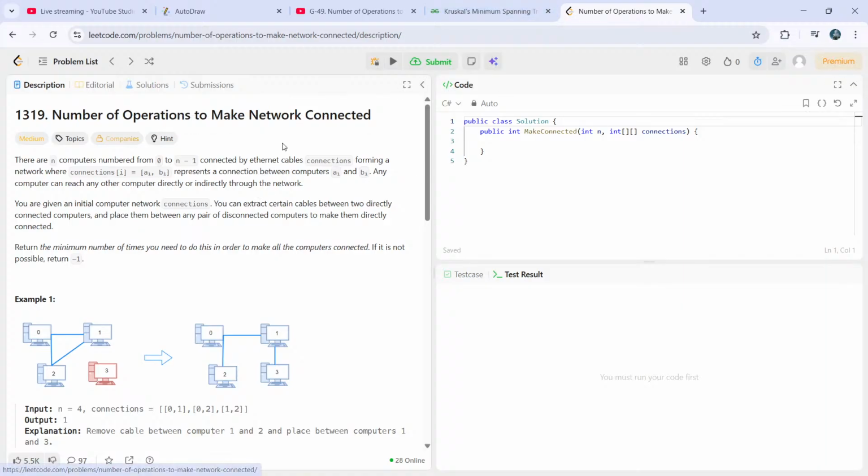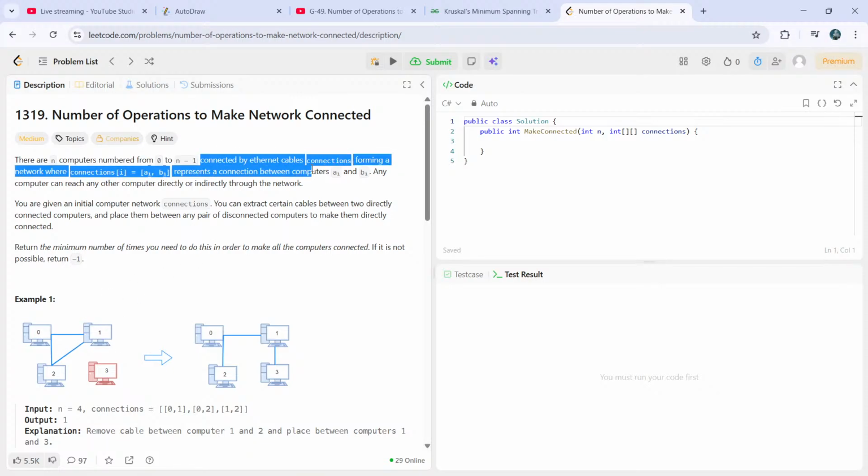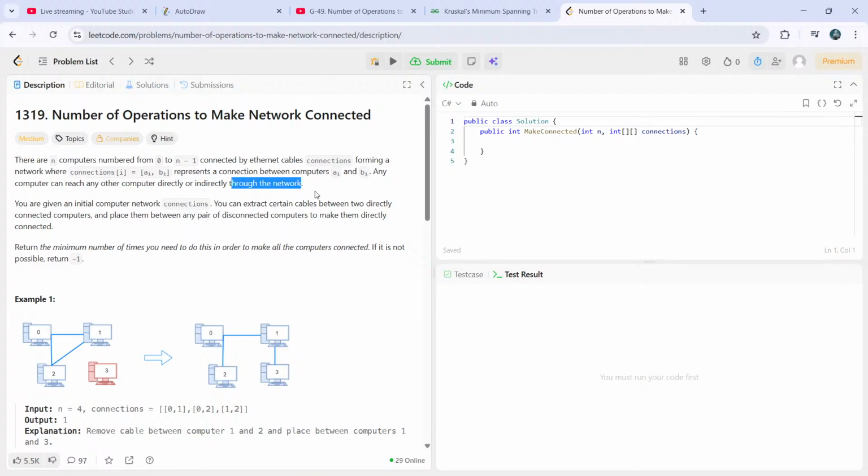Number of operations to make network connected. There are n computers numbered from 0 to n minus 1, connected by Ethernet cables, connections, forming a network where connection i represents a connection between computers a_i and b_i. Any computer can reach any other computer directly or indirectly through the network. You are given an initial computer network connections.